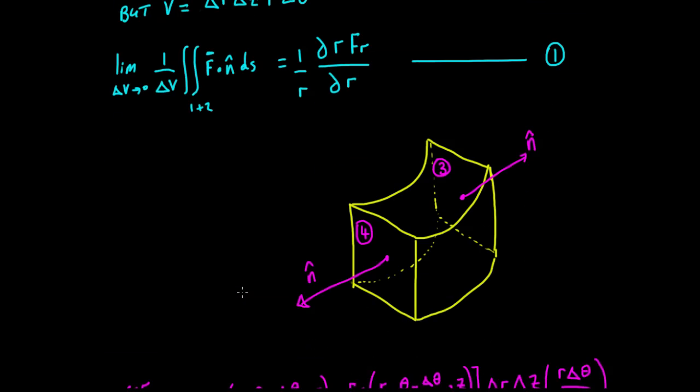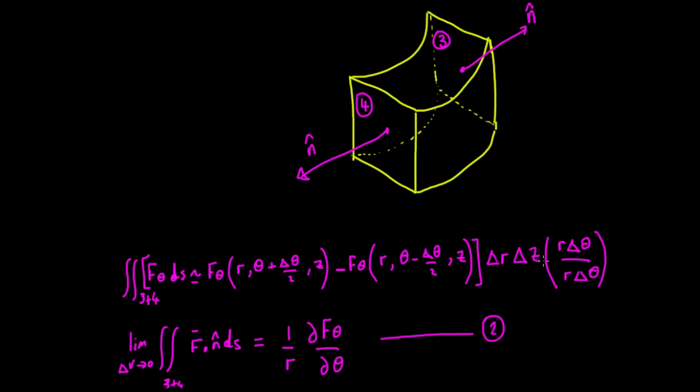But we can do the same trick as we did in the previous section here. We can multiply this time by r delta theta upon r delta theta, and it doesn't change this equation at all. And we'll notice now that the top line here is going to be our r delta theta delta z, which again is the volume element.